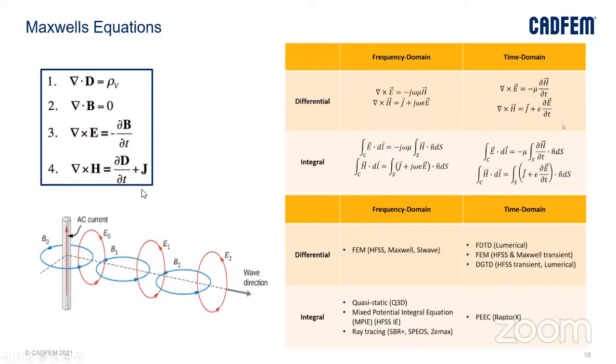Four equations exactly define how the electromagnetic field behaves when it is flowing through air or any other structure. There are different forms of these Maxwell equations. One is time domain and frequency domain, where we have differential and integral forms.